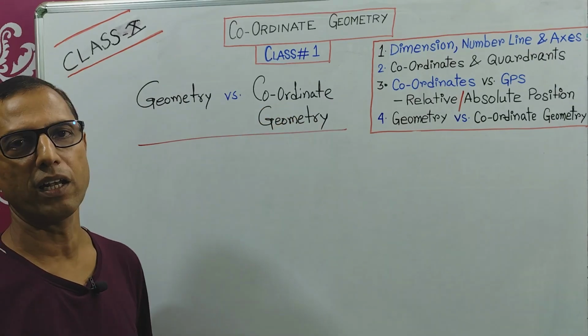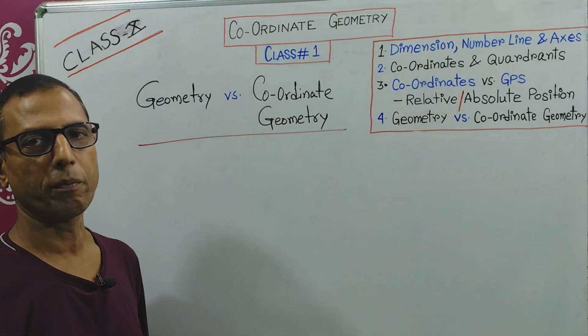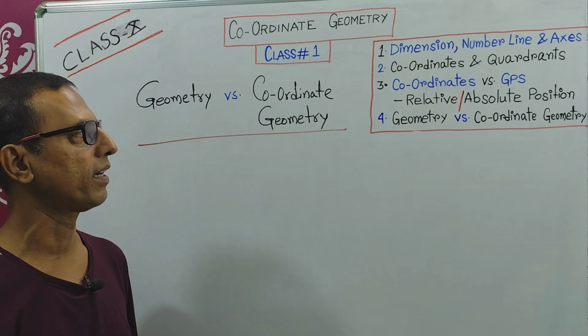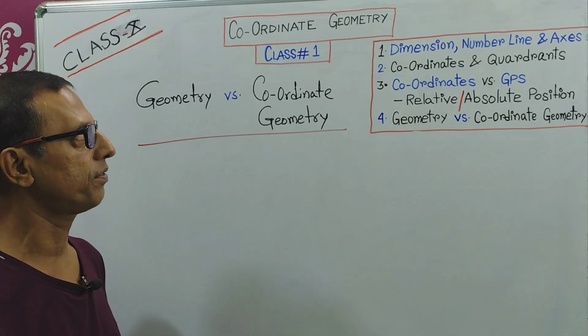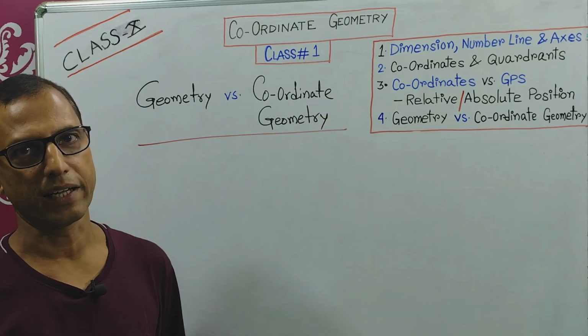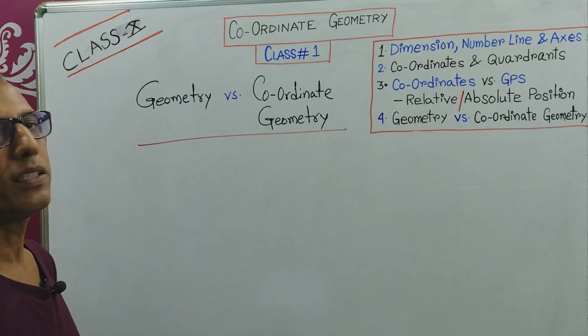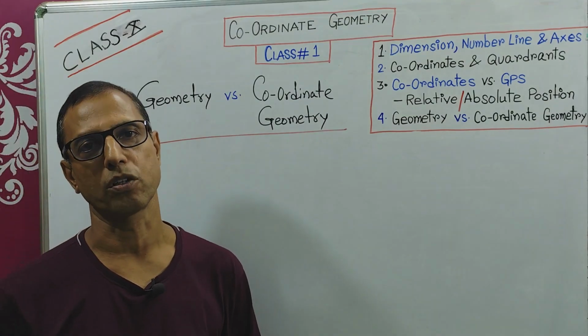Now while I explained all the above three topics, I believe you have understood what coordinates are and what the need for coordinates is. And what is dimension, number line, axis, all these three. Now what is the difference between geometry and coordinate geometry?